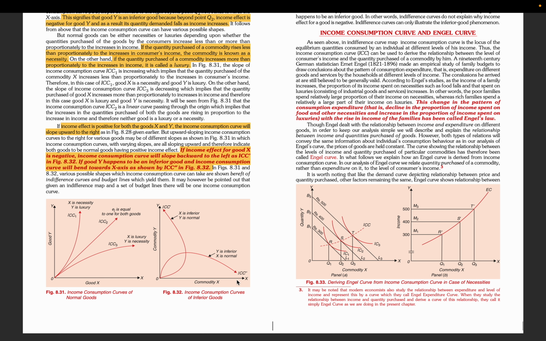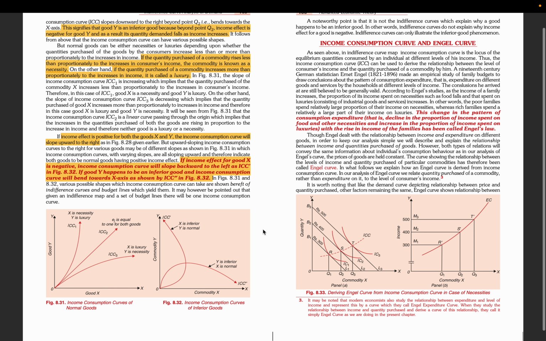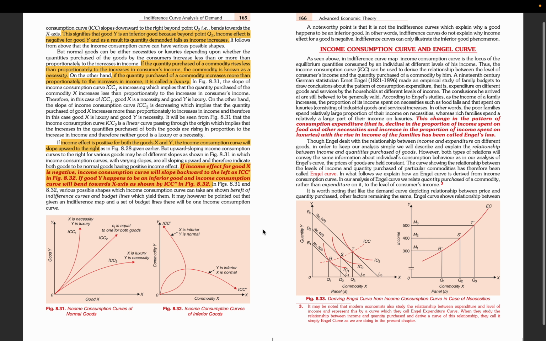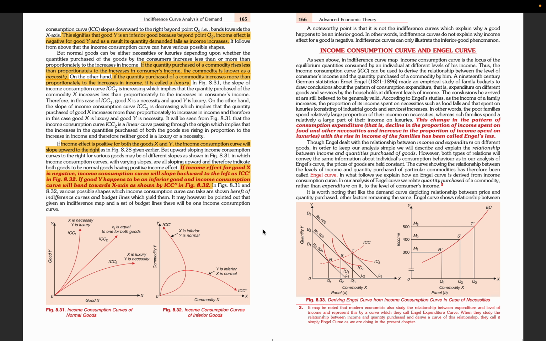Okay, this way. In figures 8.31 and 8.32, various possible shapes which the income consumption curve can take are shown, bereft of the indifference curves and budget lines which yield them. It may be, however, pointed out that given an indifference map and a set of budget lines, there will be one income consumption curve. A noteworthy point is that it is not the indifference curves which explain why a good happens to be an inferior good.